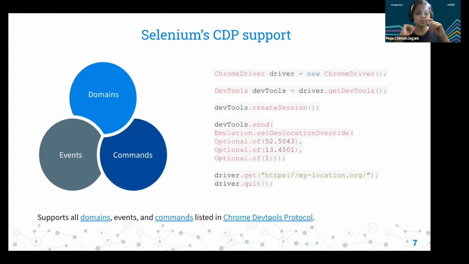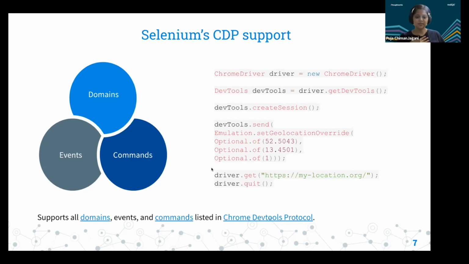And later we move on to actually sending the command. When we do devtools.send, we're sending the command. Now, if you see the command, it says emulation.setGeolocationOverride, which means emulation, the first part, is the domain. Under emulation comes the command that you're able to set, the geolocation override. And these are the parameters it needs.